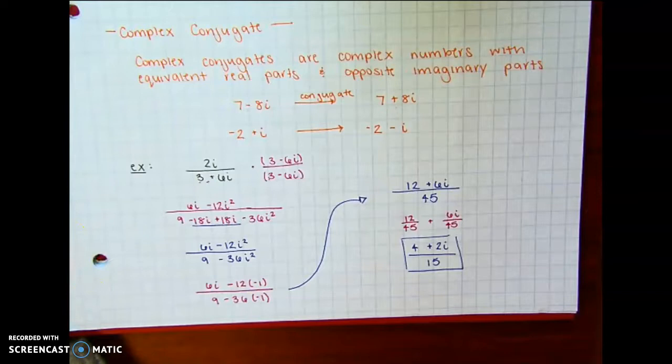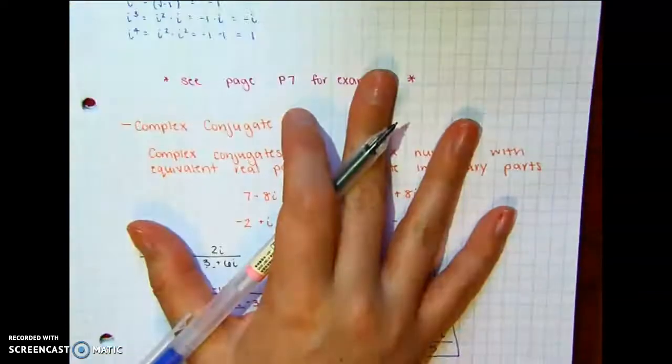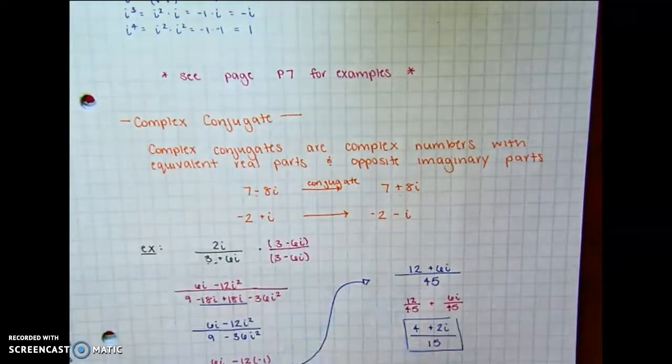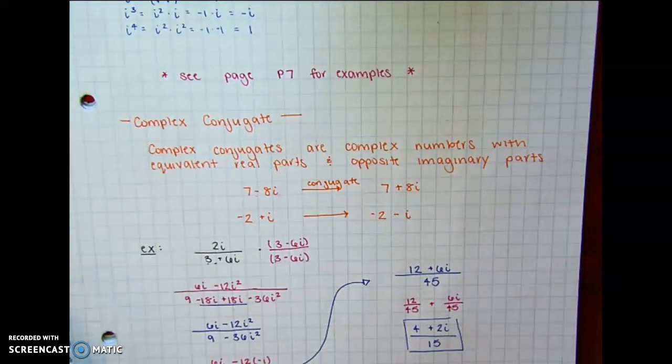And then we're done. So if you want more practice, go to P7, because you need to be able to do basically every single example in that section. But most of it's review. You've done it before. So I'm just going to show you this one example.